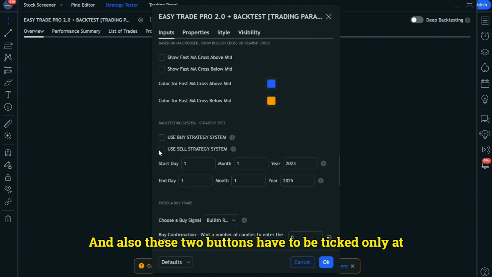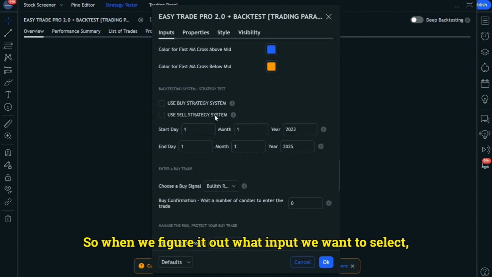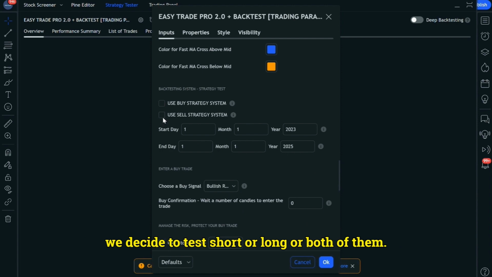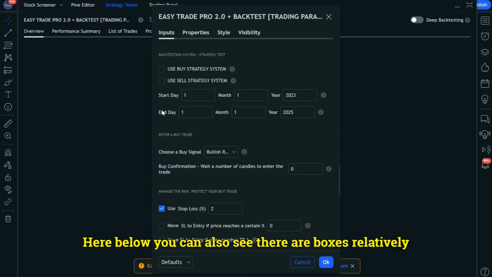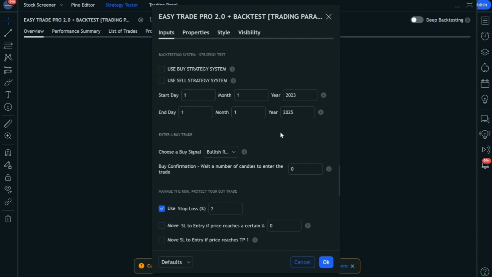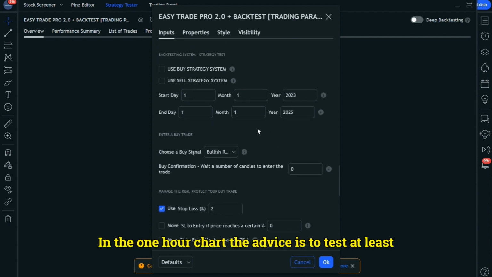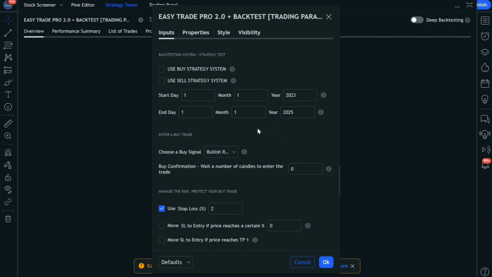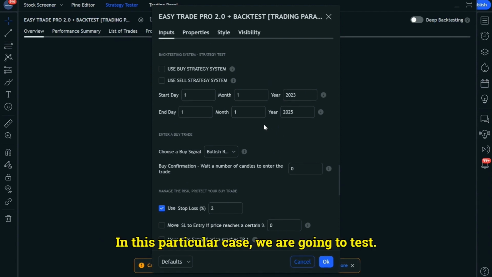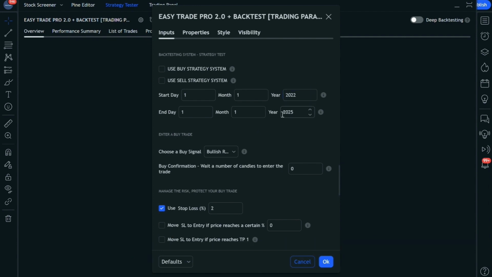Also, these two buttons have to be ticked only at the end, when we have figured out what inputs we want to select and we decide to test short, long or both. Here below you can also see there are boxes for the dates that you want to backtest. In this case we are on the 1 hour chart. On the 1 hour chart, the advice is to test at least 6 months. In this particular case, we are going to test a little bit more than 2 years.